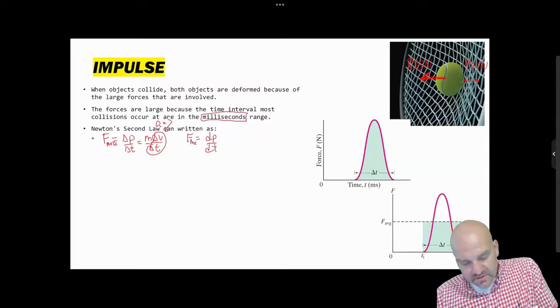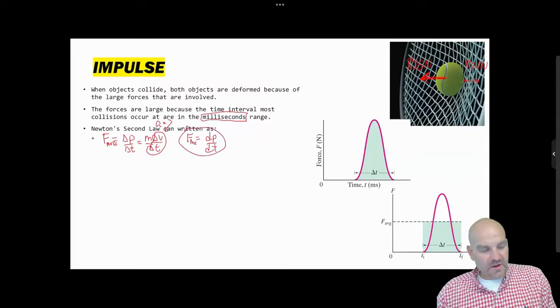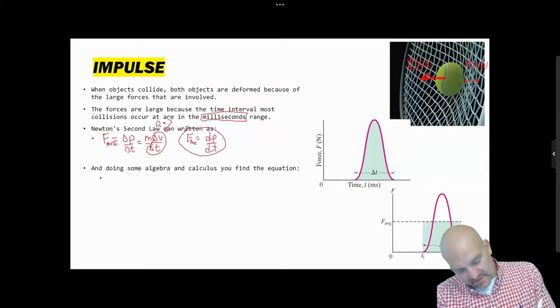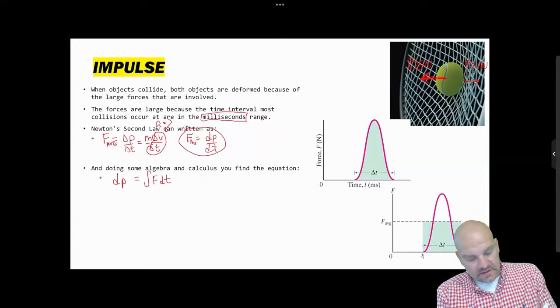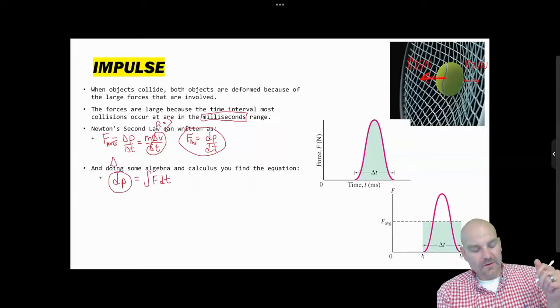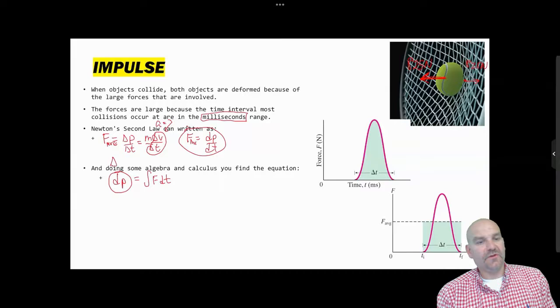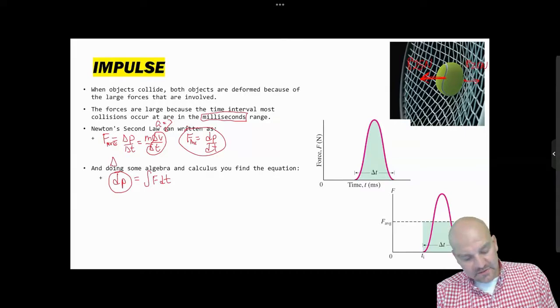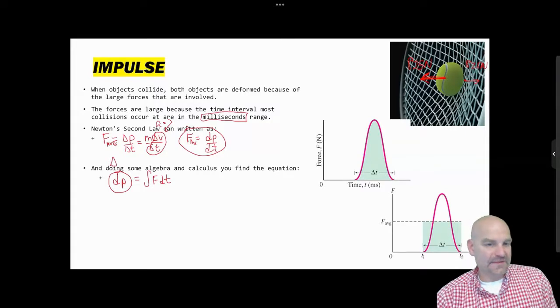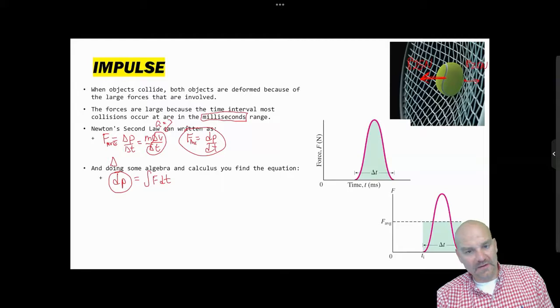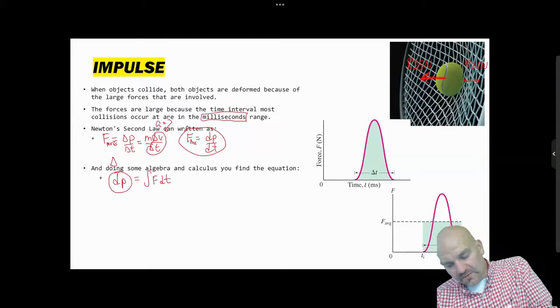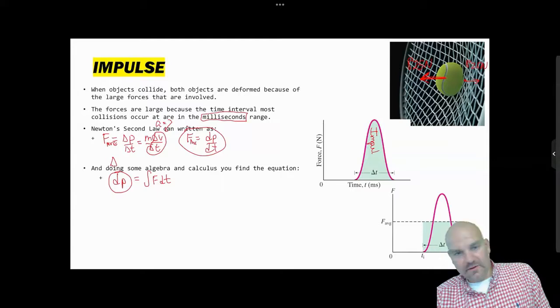Now, if we do some algebra and calculus with that last one, we end up with the concept that dp equals the integral of F dt. We're going to leave it written as dp, but we can replace the d with our delta symbol. So it tells me that delta p is equal to the integral of F dt. When you see an integral, you think area under the curve.